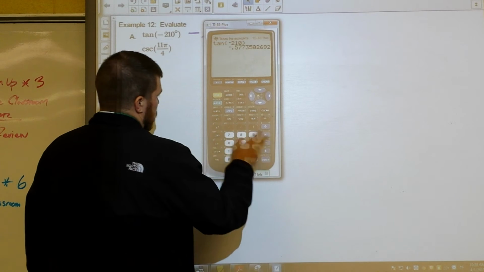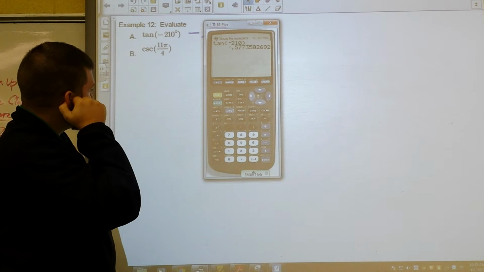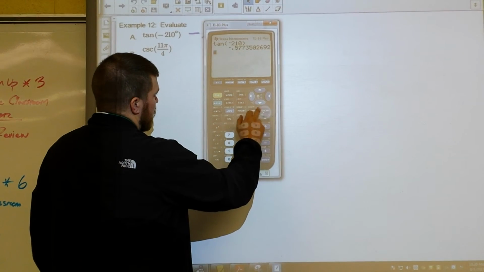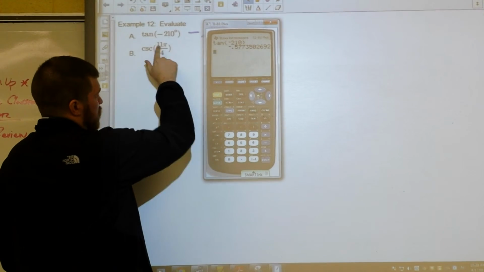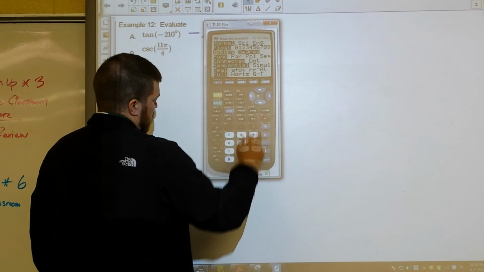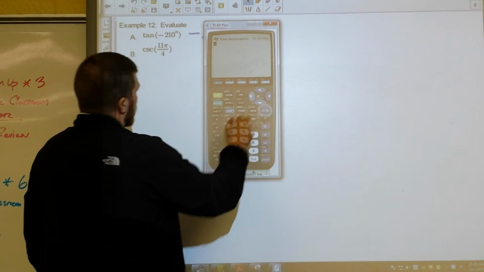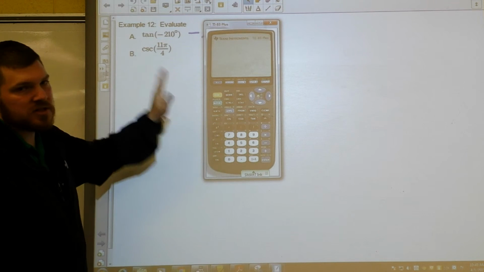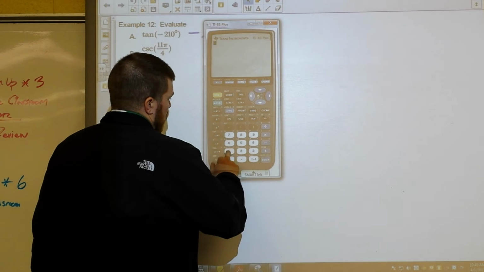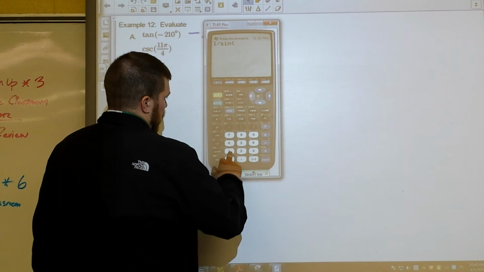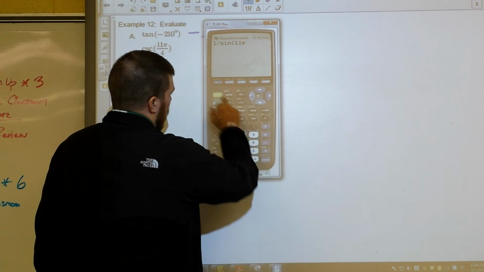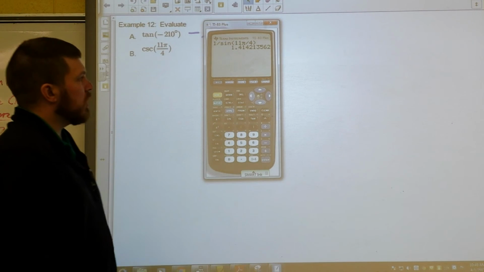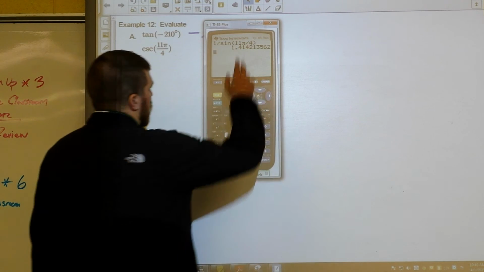For the cosecant, remember cosecant matches up with sine. So we're going to say 1 over sine, but before we do that, we want to make sure we're in radian mode because we see the pi symbol, so pi means radians. Again, there's no button on your calculator for cosecant, so you have to remember cosecant is the reciprocal of sine. So I'm going to type in 1 over sine of 11 pi divided by 4, and I get 1.414. I'm just going to call it 1.41.